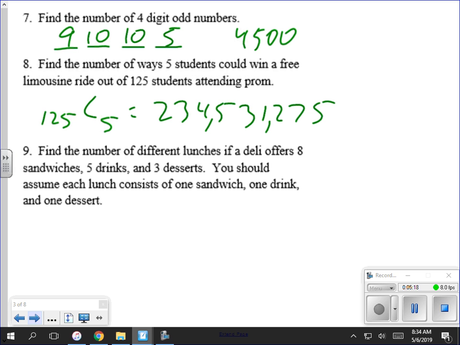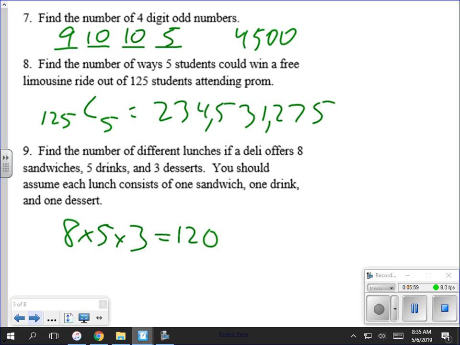Number 9, find the number of different lunches. The deli offers 8 sandwiches, 5 drinks, 3 desserts. You assume each lunch consists of one of each. So the question is, how many times can you go there without eating the same thing twice? It's the number of sandwiches times the number of drinks times the number of desserts. That's 8 times 5 times 3, 120 different days. You can go there 120 times without repeating your menu. Oh, I don't want to do that. I find one thing and do it every time. Depends.